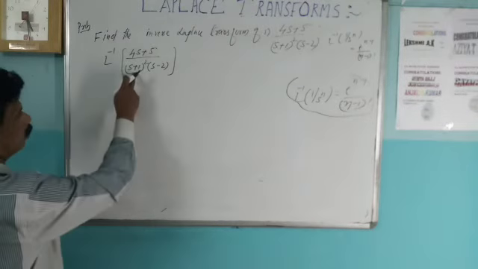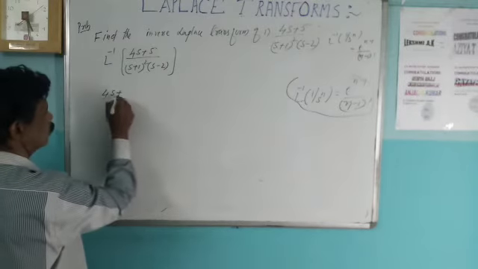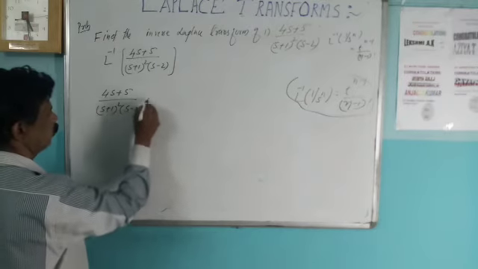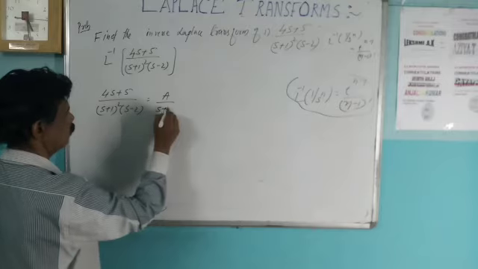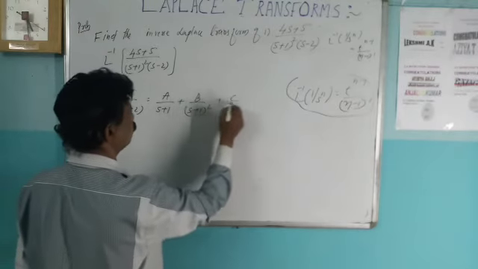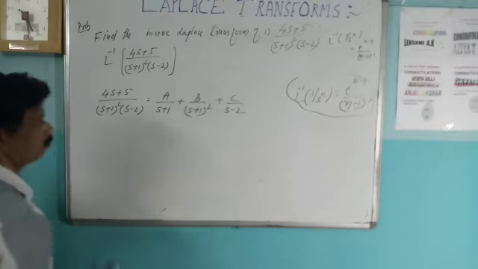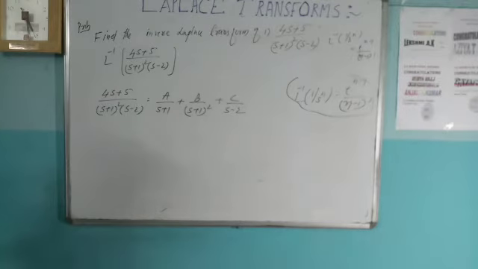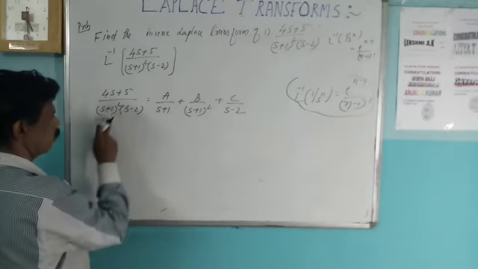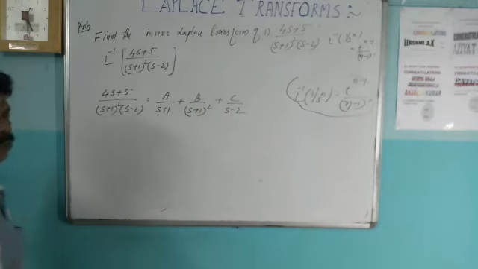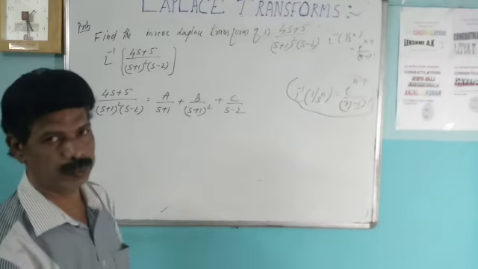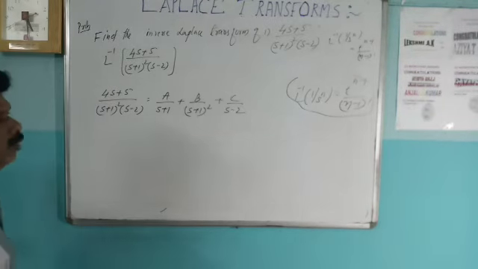The partial fraction is (4s + 5) by (s + 1)^2 (s - 2) equal to A by (s + 1) plus B by (s + 1)^2 plus C by (s - 2). Before taking the inverse Laplace transform, we have to find the partial fractions of the term.